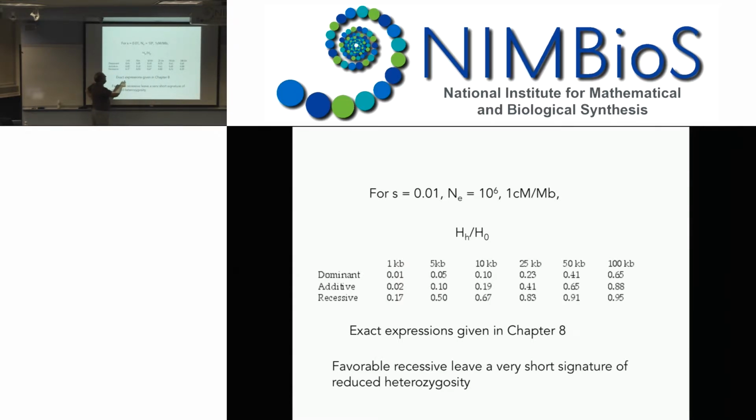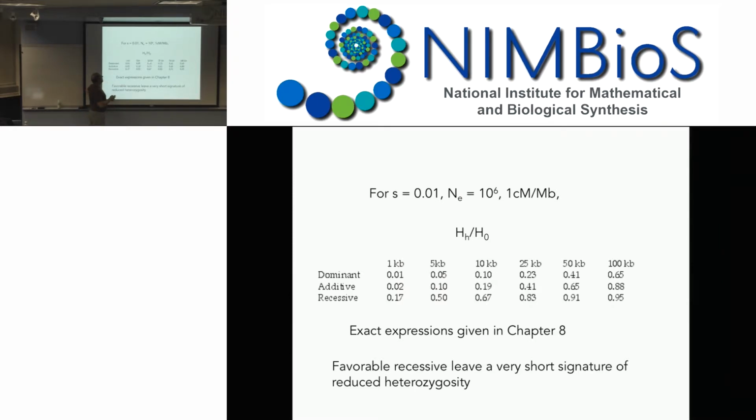So if I ask, what's the reduction? That is, if I take the heterozygosity after the sweep and the initial heterozygosity, if I have a dominant allele and I'm 1 kilobase away, I've got only 1% of the initial heterozygosity. If I'm additive, I get 2%. If I'm recessive, I've got almost 20%. Why? A recessive allele takes a longer time to sweep, right? The faster you go to fixation, the longer the region of influence. Recessive alleles take longer because you have to wait till you're a homozygote to have any effect. They take longer, therefore they have a weaker signal.